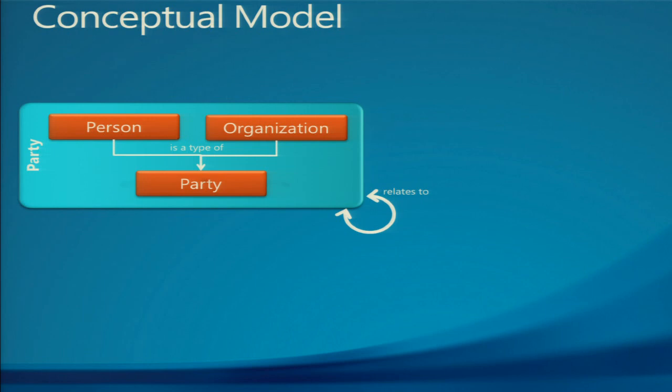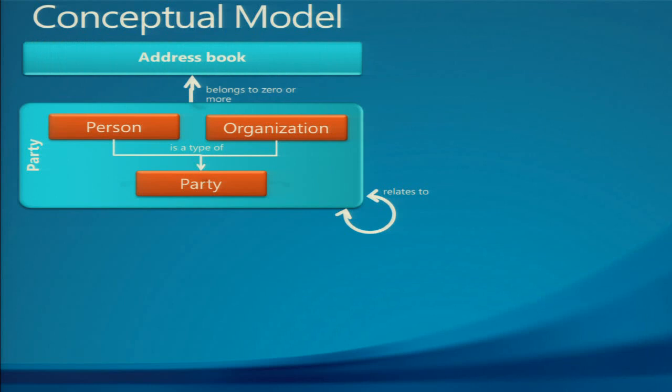So the conceptual model starts with the party. The party is of a type person or organization. And we have a party relationship as well, where a party can be related to one or more parties. Then another entity we've introduced is the address book. So parties can belong to 0 or more address books.